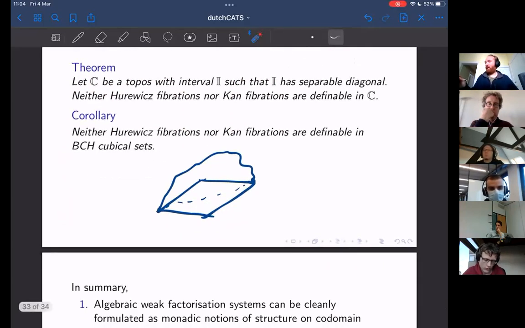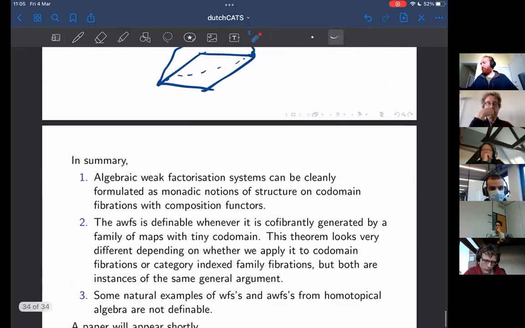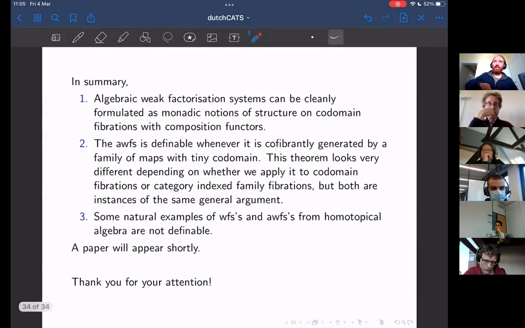And this applies to the first cubical set category that people considered in constructive models of type theory, so this is Bezem, Coquand, and Huber cubical sets. Okay, so that's a summary. Thanks for your attention.